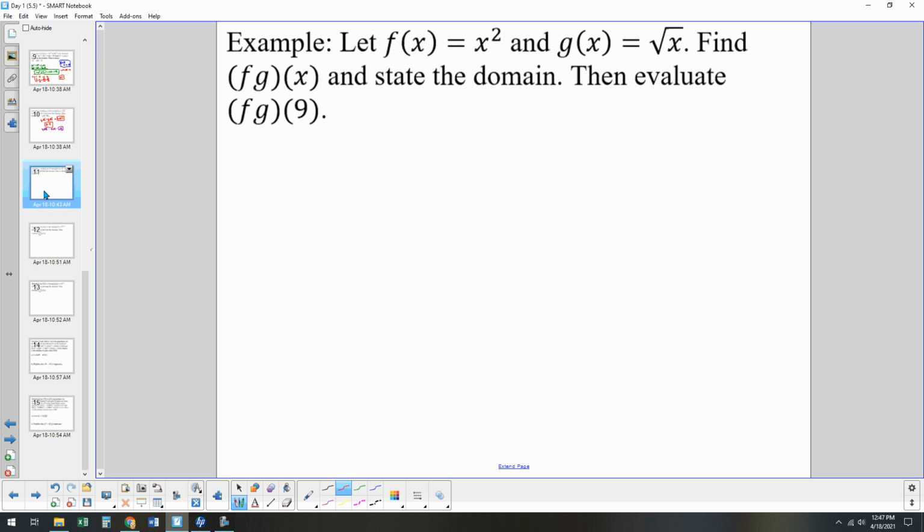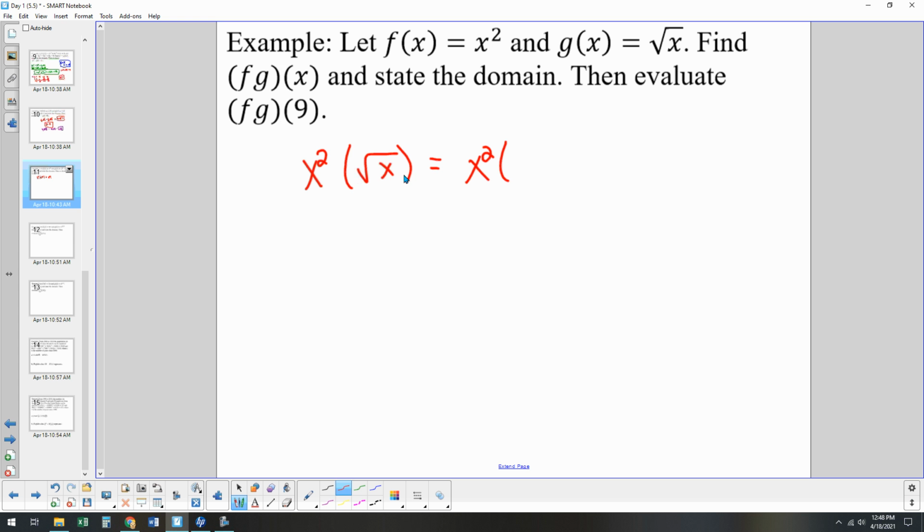All right, let's talk about multiplication and division. So here's where we're going to have to use what we did at the beginning of the lesson, because I have x squared and I have the square root of x. So when I'm doing fg of x, or f times g of x, I'm doing x squared times the square root of x. But really, I need these to be in the same format for me to actually do anything with them. So I'm going to change the square root of x into an exponent.